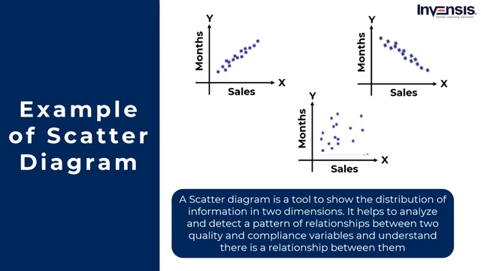Now, a scatter diagram is a tool to show the distribution of information in two dimensions. It helps to analyze and detect a pattern of relationships between two quality and compliance variables and understand if there is a relationship between them, like whether the relationship is positive or negative and weak or strong. Now, the shape of the scatter diagram often shows the degree and direction of a relationship between two variables, and the correlation can reveal the causes of a problem.